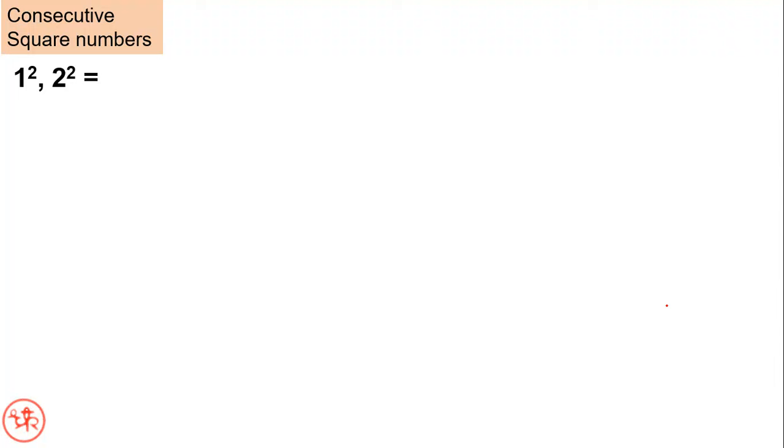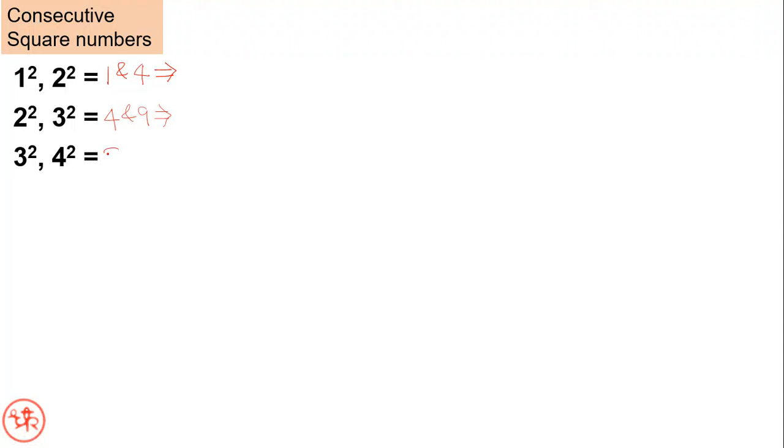Now, these consecutive square numbers are 1 and 4. Okay. Now, tell me, समझ में आया आपको? Okay. Then 2 square, 3 square. So these are 4 and 9. Is that clear? उसके बाद में, next है 3 square, 4 square.